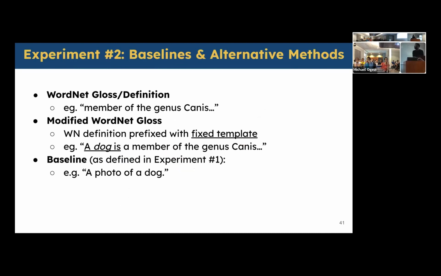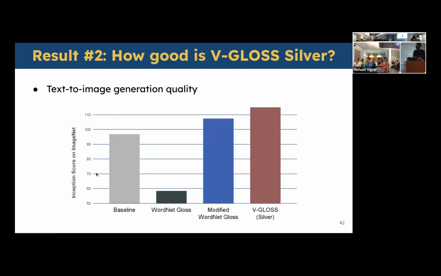So here are our baselines. First, we have WordNet's glosses or definitions, which is just a definition of what the concept is. And we have this modified gloss, which adds a prefix here, and this actually helps a lot. And we have the baseline, which is simply a photo of it.